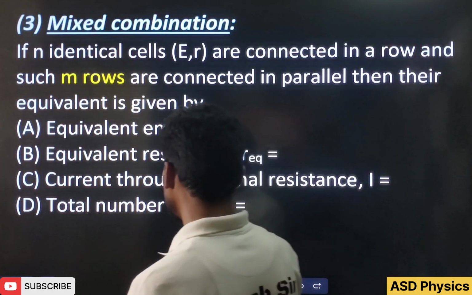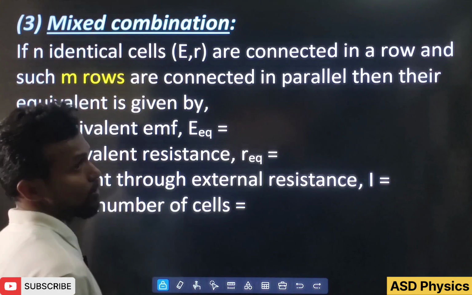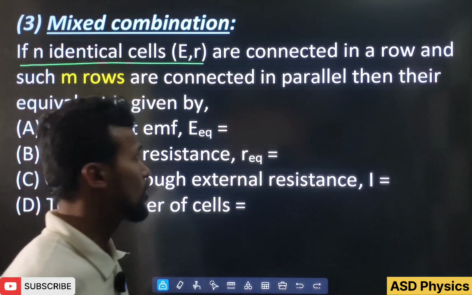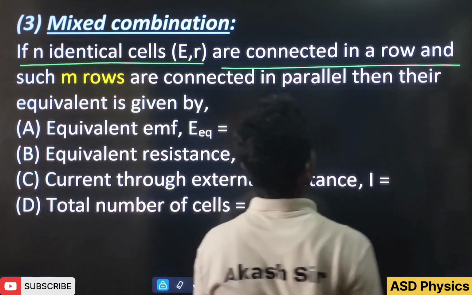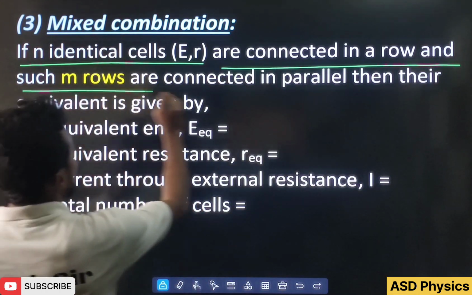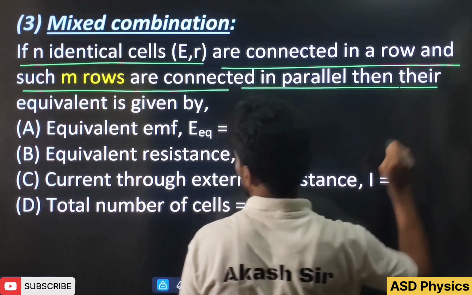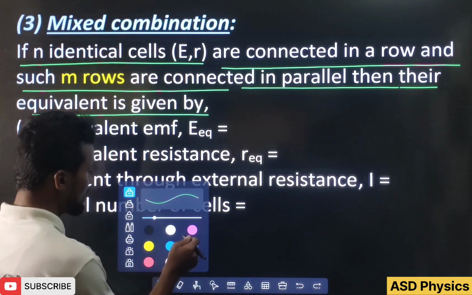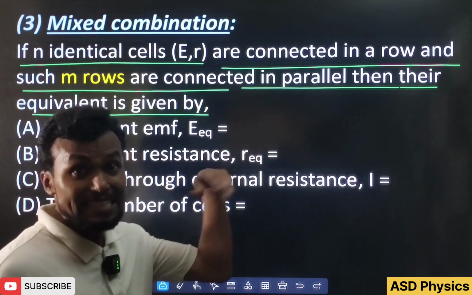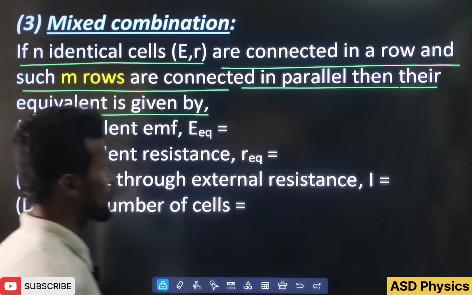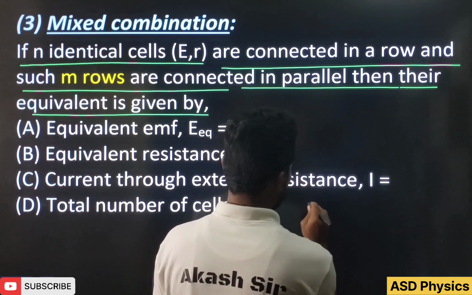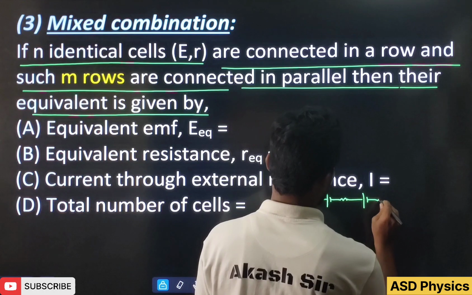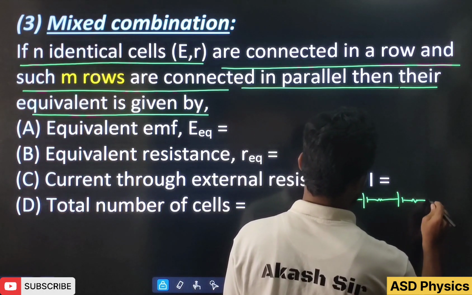Great. Now we are going to see the third kind of situation, the mixed combination. Important here: if n identical cells, each of E comma r, are connected in a row, and such m rows are connected in parallel, then what is their equivalent? How many rows are there? M rows are there, and in each row how many cells are there? N cells are there. Let me draw it here, just to show you.